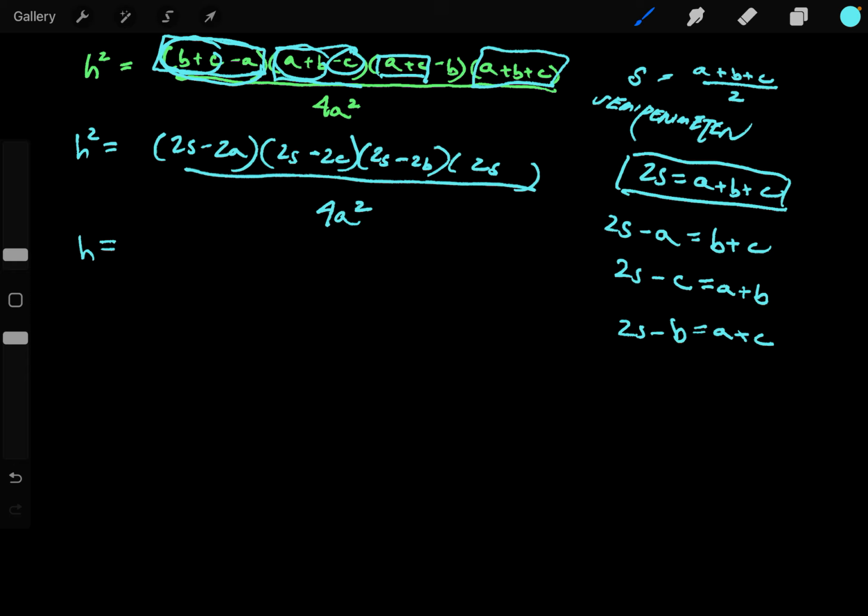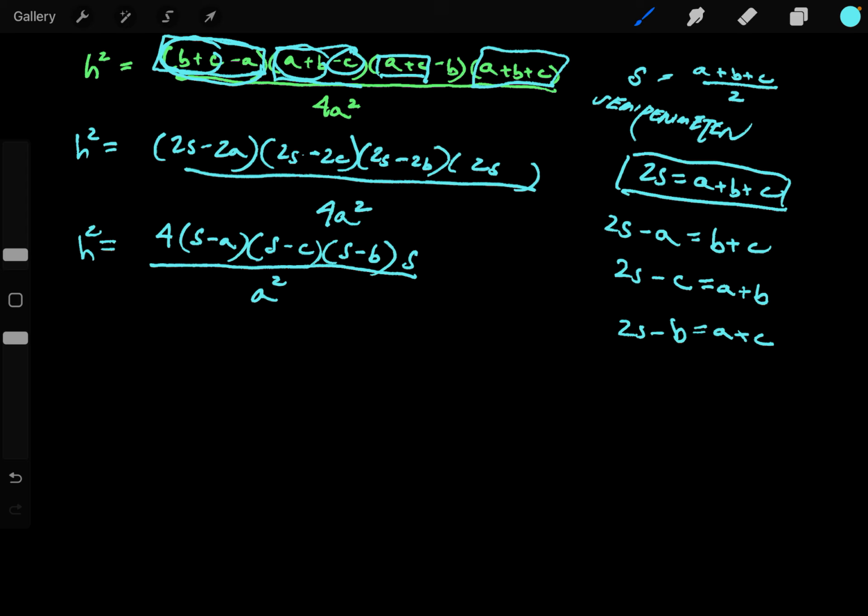You want h. But first, factor out the 2 and divide by 2, I suppose. How many 2's do we factor out here? There's 1, 2, 3, 4 2's, so it's 2 to the 4th. It's 16, times s minus a, s minus c, s minus b, and then s, over a squared. And that's h squared.